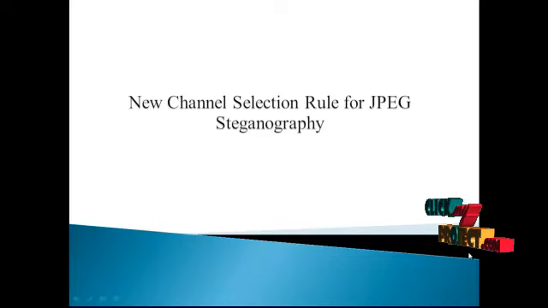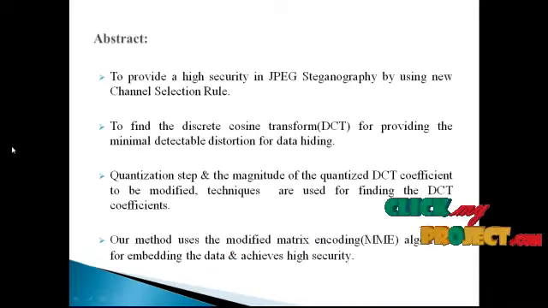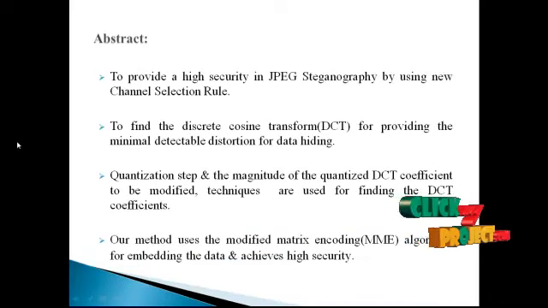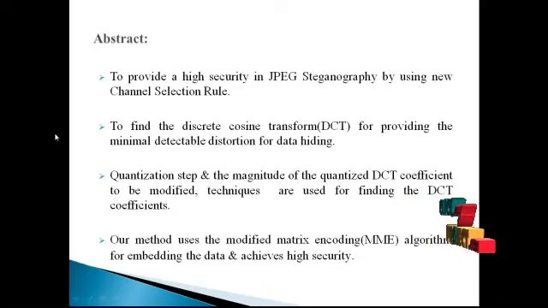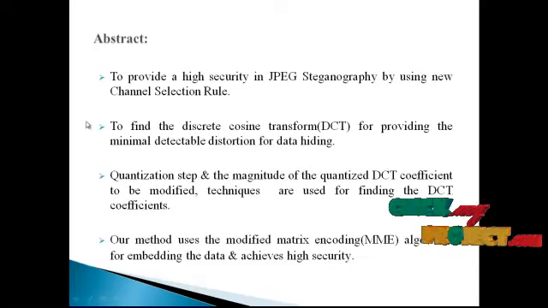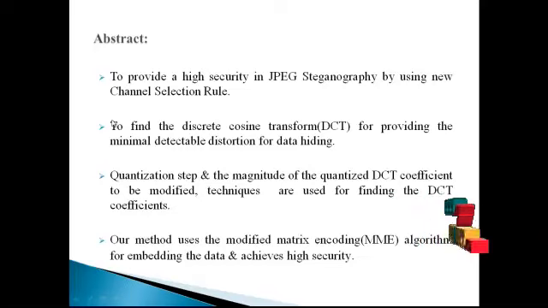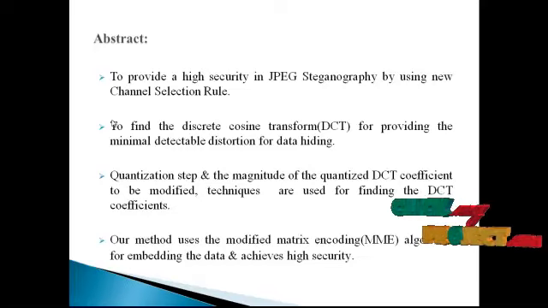Here is the abstract of our process. Steganography is the art of hiding information in an image. To improve the security of JPEG steganography, two approaches are used: matrix embedding and channel selection. With matrix embedding, fewer modifications are needed to the image. The channel selection rule is used to find the DCT coefficients for embedding the secret bits.